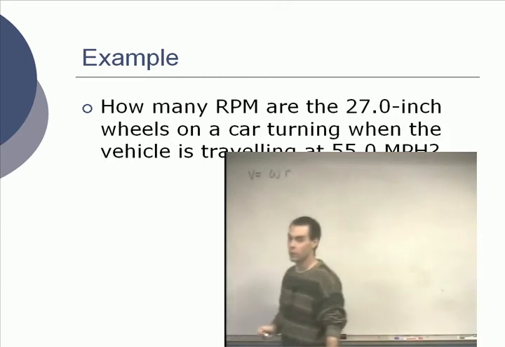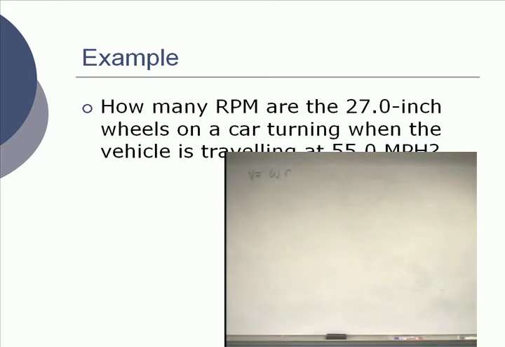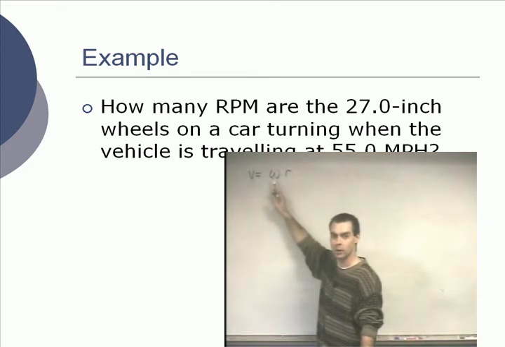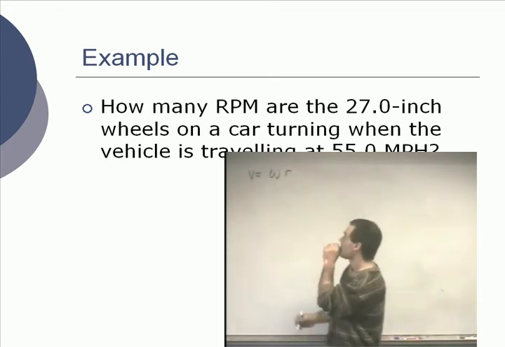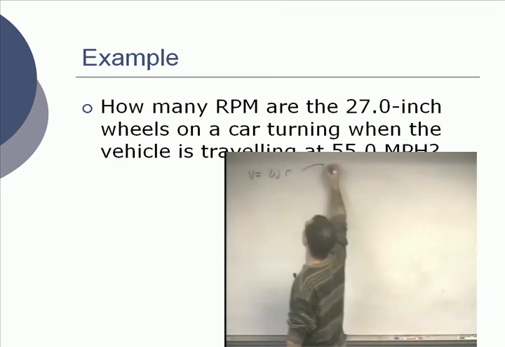Now, what are we looking for here? Are we looking for angular velocity, or linear velocity? We know the linear velocity. The edge of that tire has to be being turned at 55 miles per hour. We want to find the angular velocity because the question says how many RPM. That tells you what your angular velocity is. So if we want to find angular velocity, we can rearrange that.